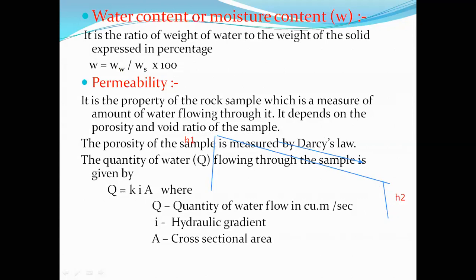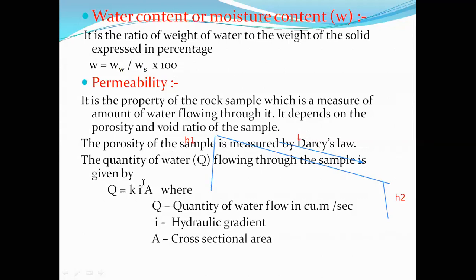H2. This entire length is how much? Let's say this is capital L. So this is at a higher gradient and this is at a lower gradient. H1 minus H2 over a length, L. So that will give your value of i.